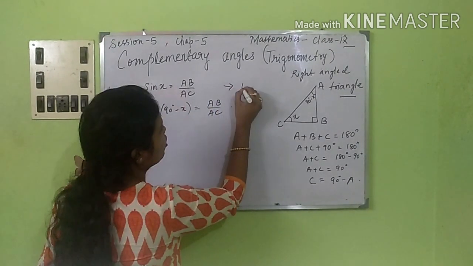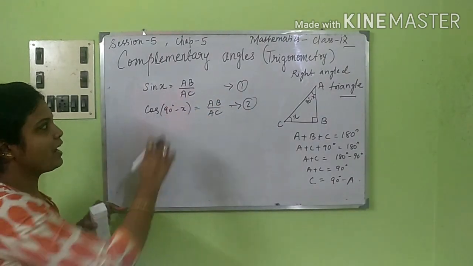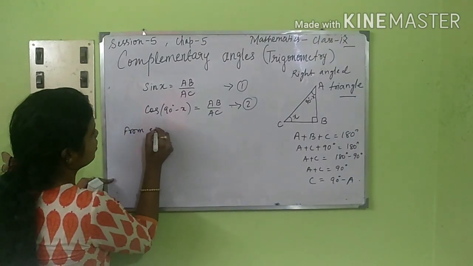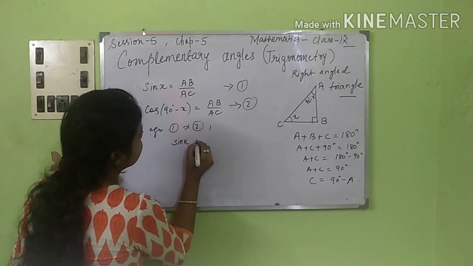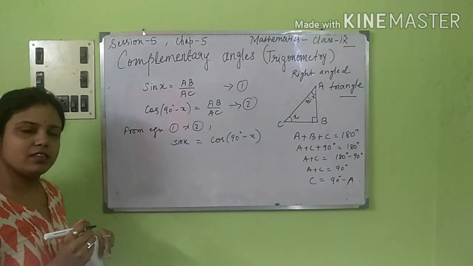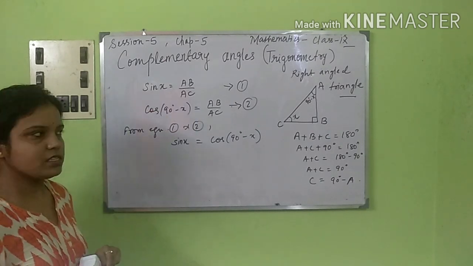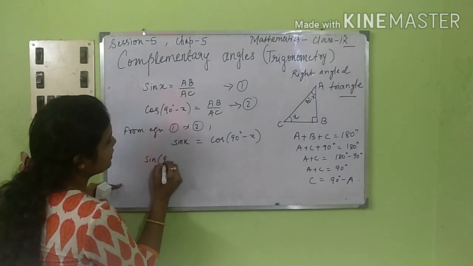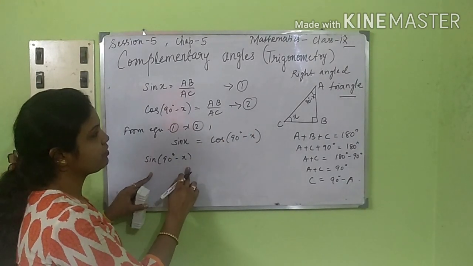As you can see from equation 1 and equation 2 that these two values are same, right? The right hand side of the equations are same. So from equation 1 and 2 we can write sine x equal to cos of 90 degree minus x, right? This we have got as a conclusion from these two particular equations. Next, let us consider sine 90 degree minus x. Now consider the other ratios. Okay, sine 90 degree minus x.